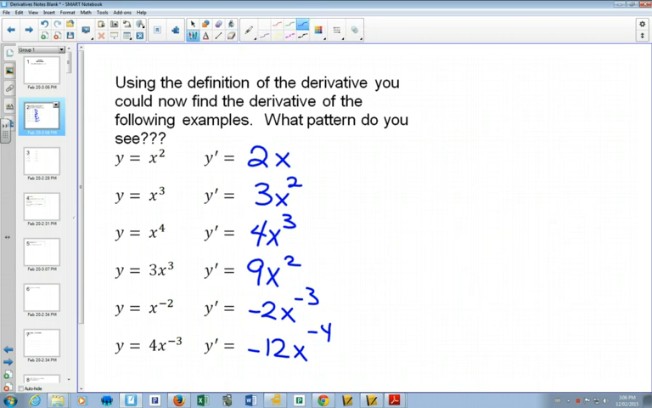So now we have to look at our original equations and look at our results and see if you can come up with some patterns. What do you notice? Okay, the coefficient that you had gets multiplied by the exponent. So here we have a 3 and a 3 gives a 9. Here it's a 1 and a 4, 1 and a 3, 1 and a 2. Okay, that's one pattern that we notice.